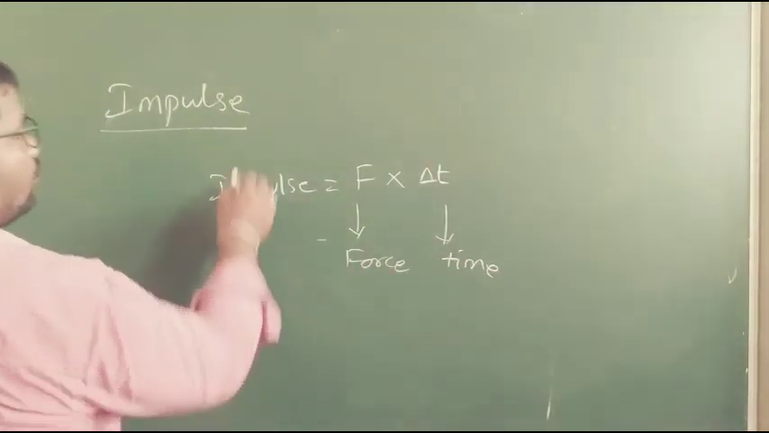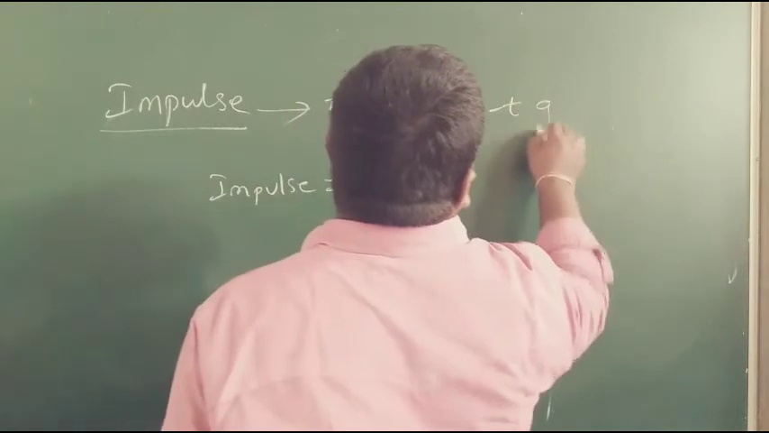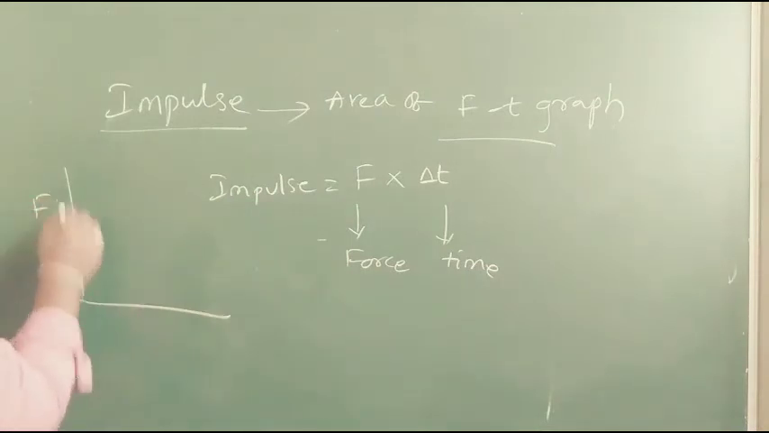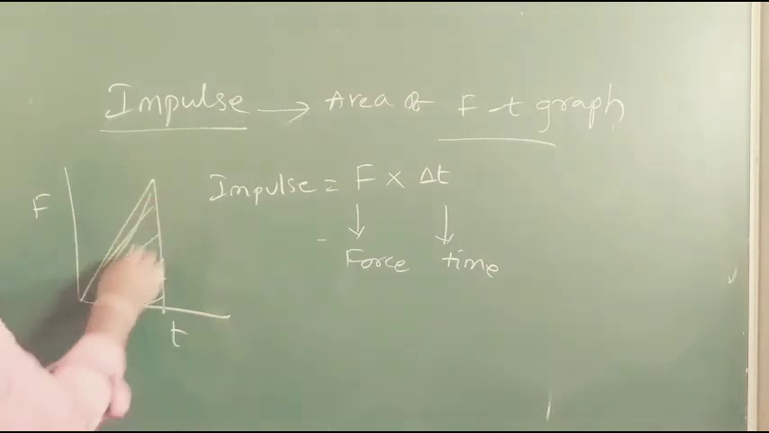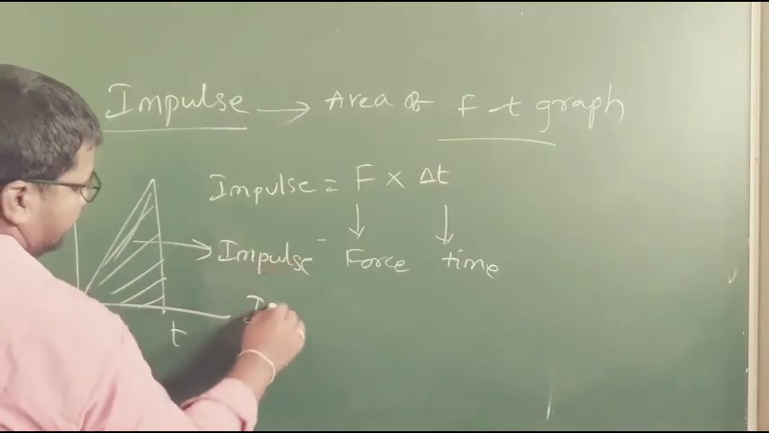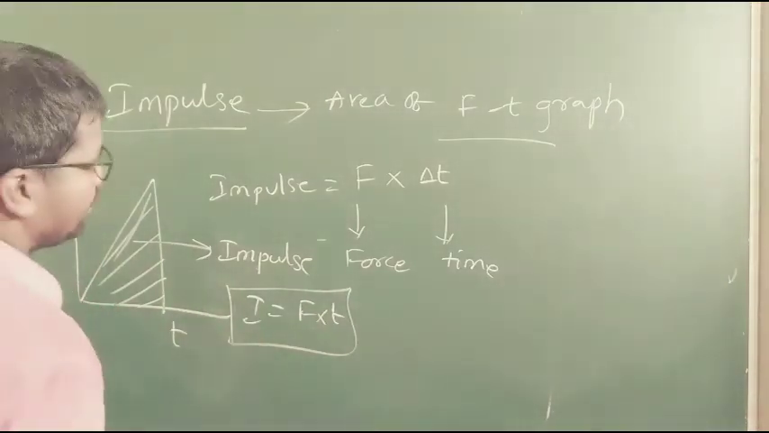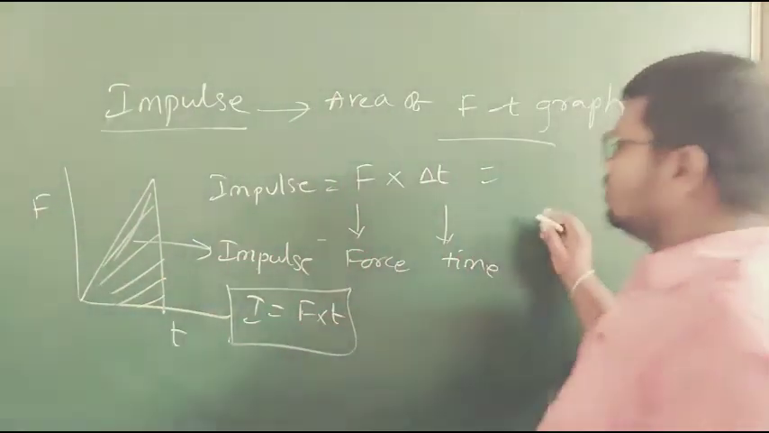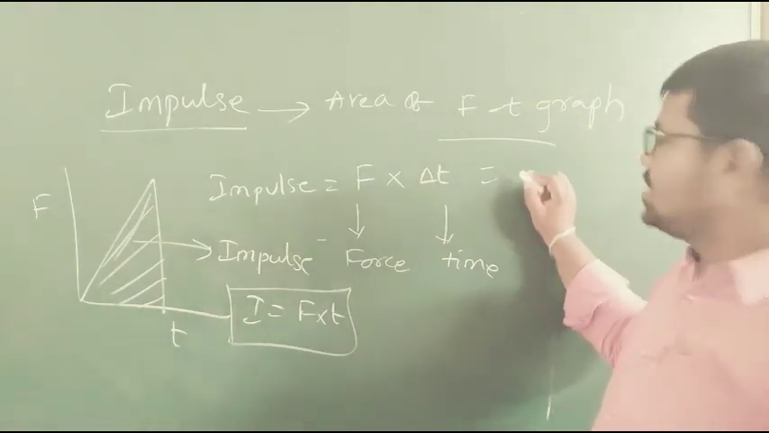So we can find the impulse from the area of the F-t graph. Force and time. The area under the F-t graph gives the impulse. Means impulse I is equal to force into time. Understand, my children? Yes. So next, impulse is equal to change in momentum.